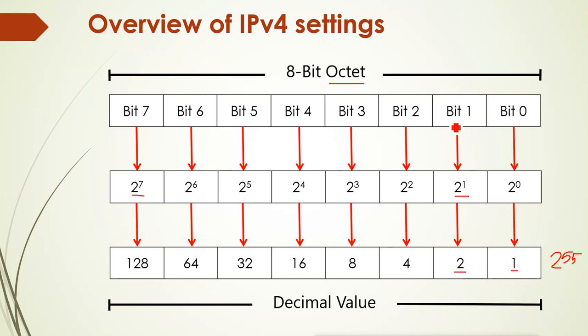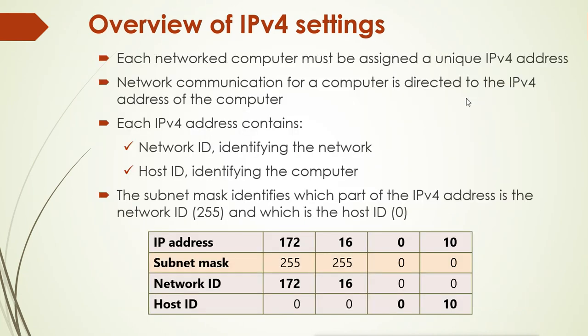That means in each part of the IP address it can go from 0 to 255. All the numbers will be either 0 or it can go up to 255. So each network computer must be assigned a unique IPv4 address, and network communication for a computer is directed to the IPv4 address of the computer.